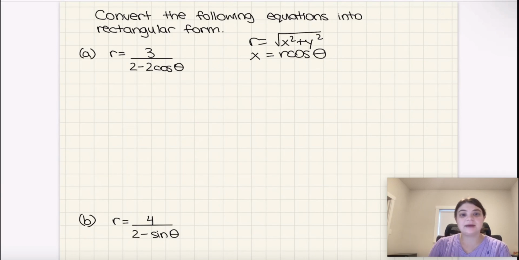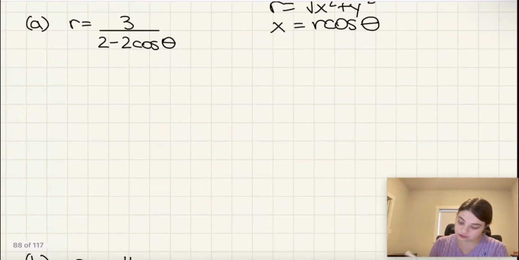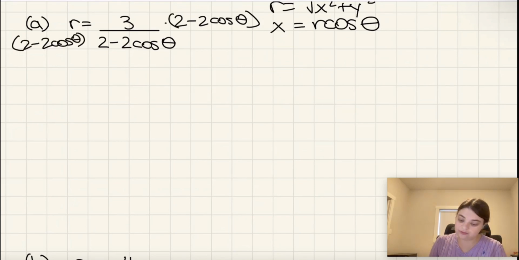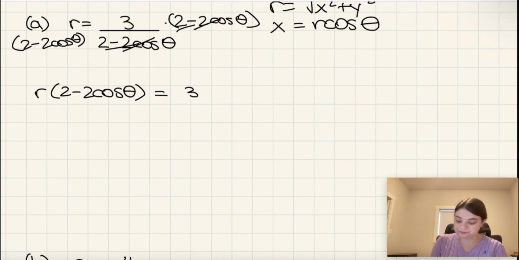Now, something else I'm going to do to make this a bit easier is multiply both sides by 2 minus 2 cos theta in order to eliminate the denominator that we have on our right. So I'm going to eliminate these and just say that r times 2 minus 2 cos theta is equal to 3, like that.